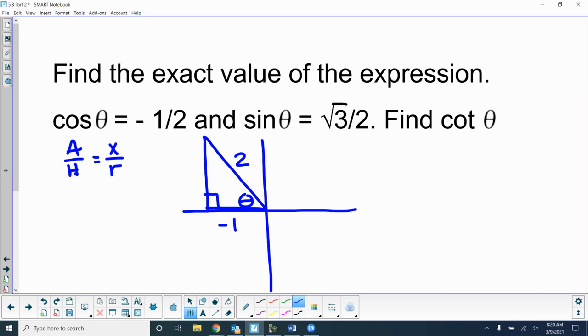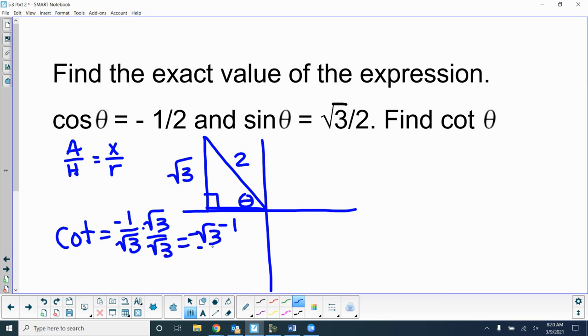It said the opposite side was radical 3, and the hypotenuse was 2. So there's my picture. All right. So we're supposed to find the cotangent. Tangent's opposite over adjacent, so cotangent would be adjacent over opposite. And then we'd have to rationalize it. So that's the answer. So again, I put adjacent over hypotenuse, but when I wrote it, I didn't put the 2 in the hypotenuse. I put it on the opposite side. My bad. Don't make those careless mistakes.